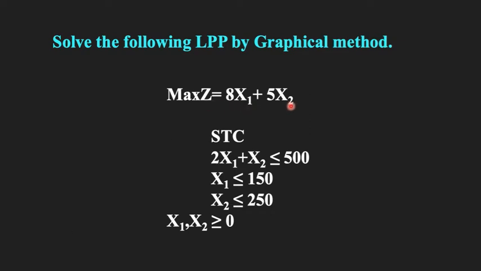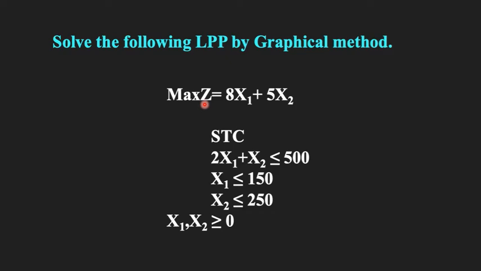So, this is the problem that is given here, which is max z is equal to 8x1 plus 5x2 subject to constraints 2x1 plus x2 is less than or equal to 500, x1 is less than or equal to 150, x2 is less than or equal to 250, and x1, x2 is greater than or equal to 0. So this is our LPP given here, and we have to apply this graphical method to find the values of x1 and x2 so that we can find the value of max z. So this is the maximization case here.